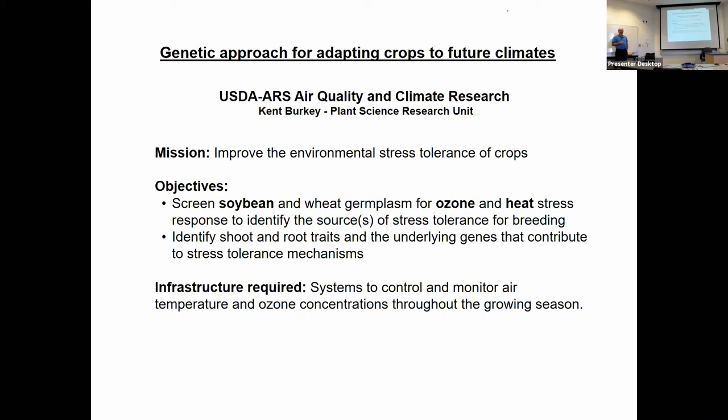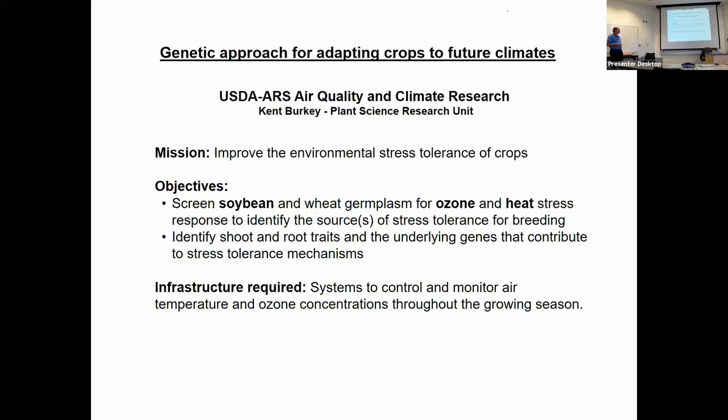So what we're doing is basically screening germplasm for tolerance and feeding that information to the breeders so they can use those genotypes in developing breeding lines with enhanced stress tolerance. As physiologists, we're also working on identifying traits that are associated with that tolerance, both in the shoot and the roots, as well as the underlying genes that contribute to stress tolerance mechanisms.